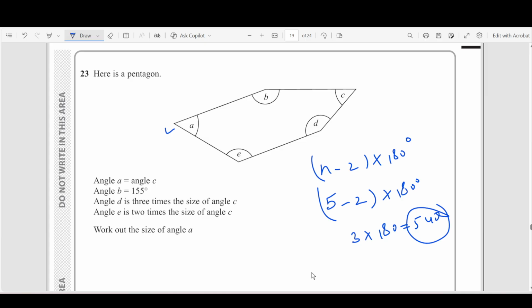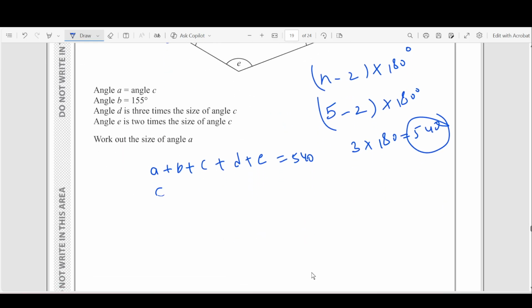So it says angle A is C. So I will write A plus B plus C plus D plus E equals 540, right? Then it says A is C, so in place of A I'm writing C. B is 155. C is just C. D is 3 times C, so I will write 3C, and E is double of C, twice or 2 times, so I will write 2C, then 540.